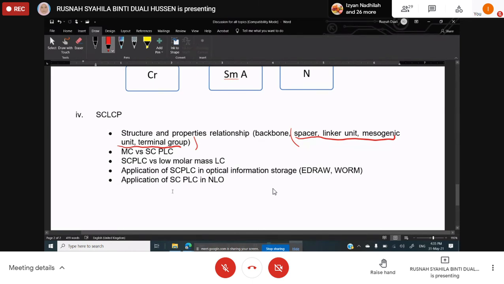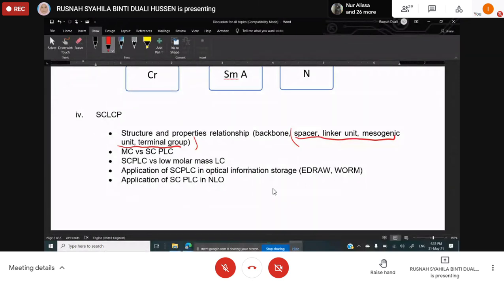And then a little about the non-linear optic application. To our eyes, maybe it's just a fiber that looks transparent, but it's actually able to transfer information faster. And the thing that influences that is the mesogenic unit in the side chain polymer liquid crystal.